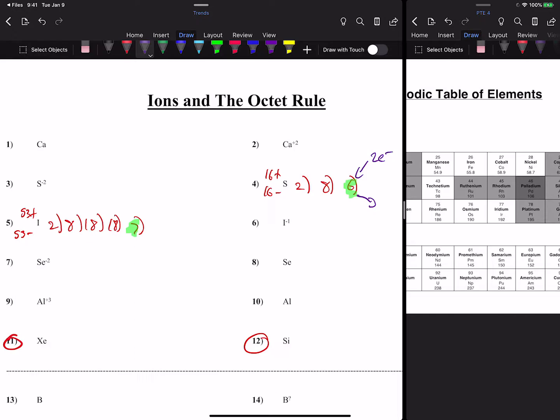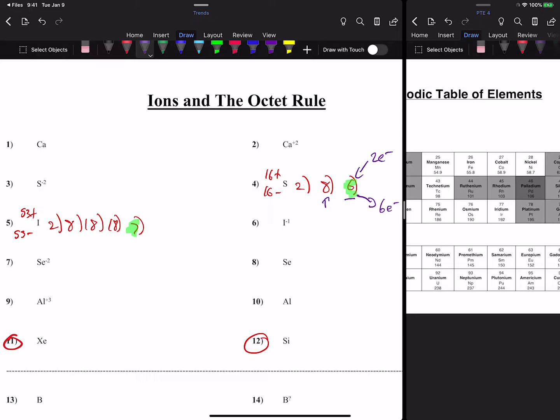The other way would be to lose the 6 that are in that outer shell. If we were to lose these 6, then that shell would be gone. Electron shells only exist if there's electrons present in the shells. So that would make this the new outer shell with the magic number of 8. So theoretically, we could force either thing to happen.